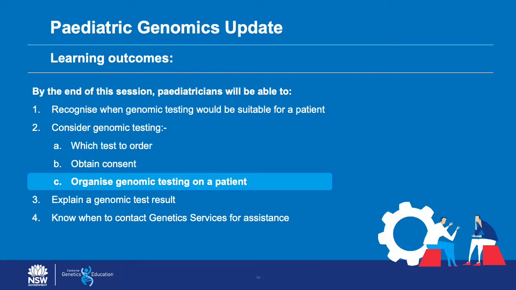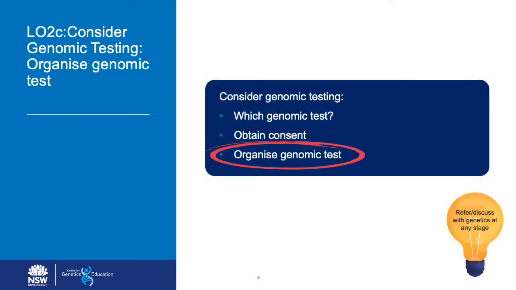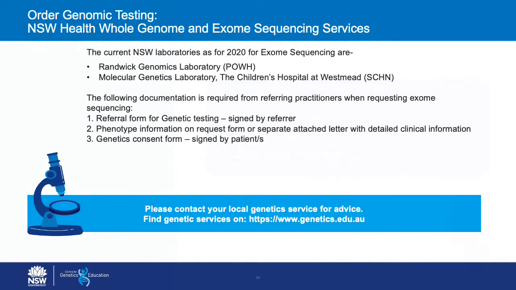Part C, Organising Genomic Testing on a Child. So, how do you organise the genomic test? Which lab to send your genomic test to? Please contact your local genetic service for advice about which lab to order genomic testing from. This will depend on your location.